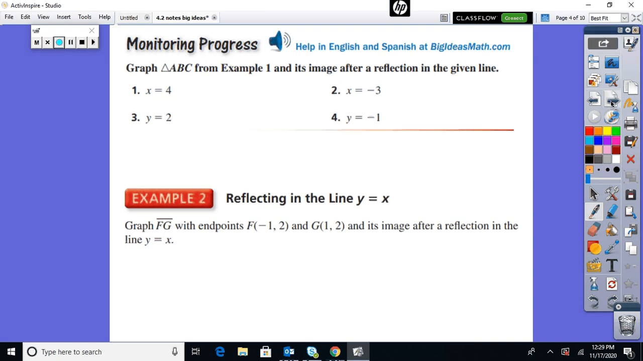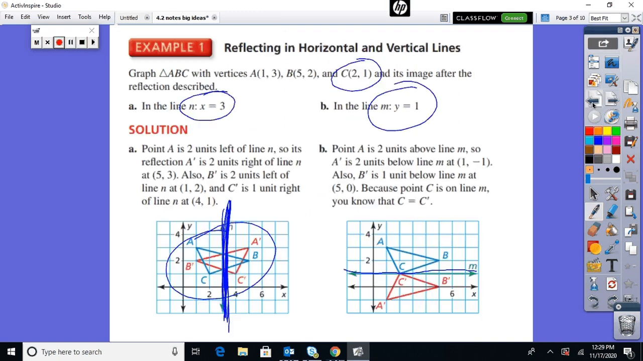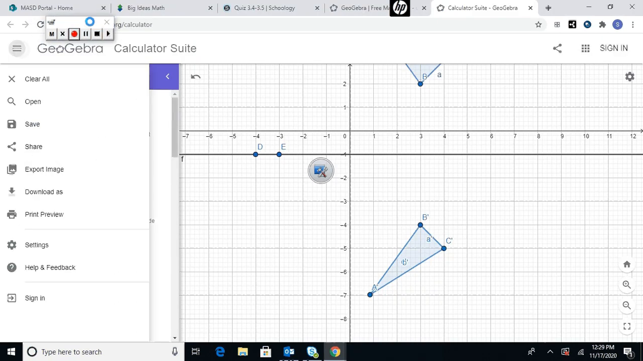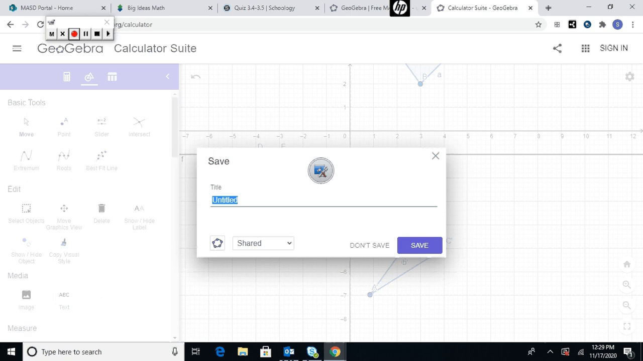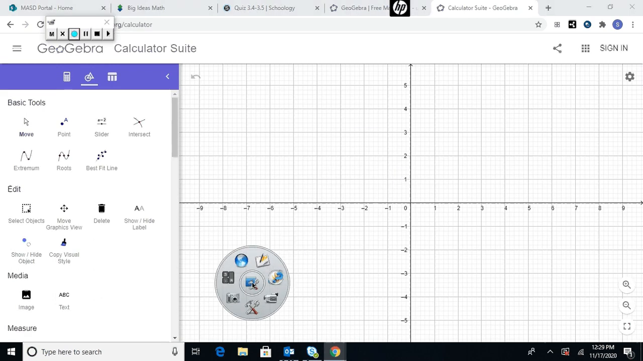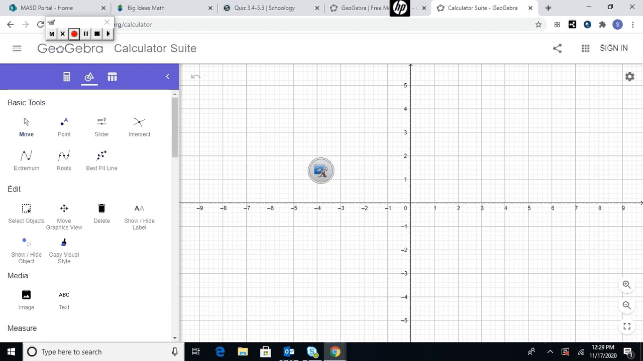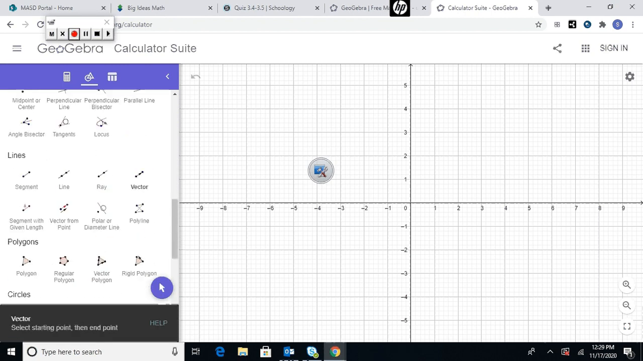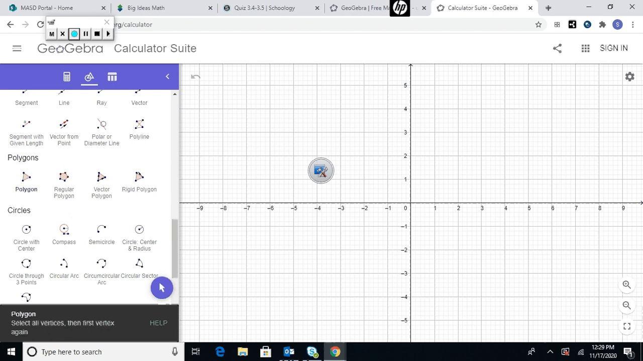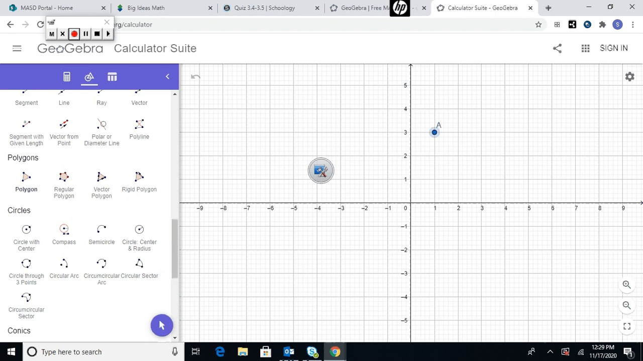All right, monitoring progress. Let's take this triangle from example 1. So we're going to use these coordinates, and we're going to have some fun on GeoGebra. So let's do it here. I'm going to clean up my GeoGebra, go to new, clear all, don't save it. All right, so my triangle was 1, 3, 5, 2, 2, 1. So let's plot it.